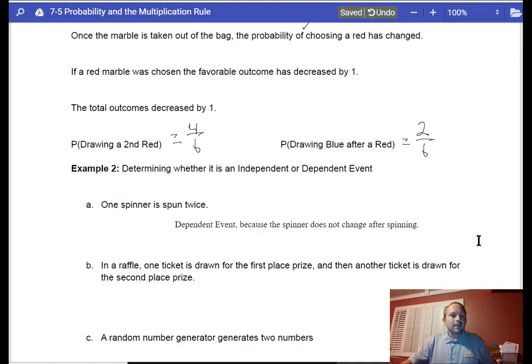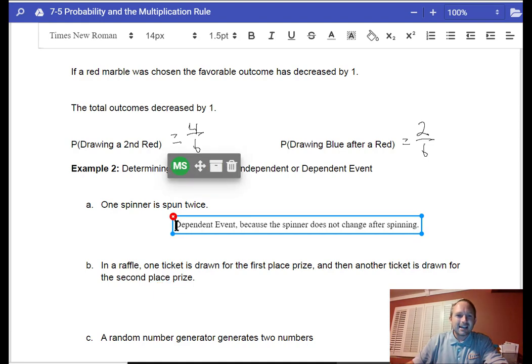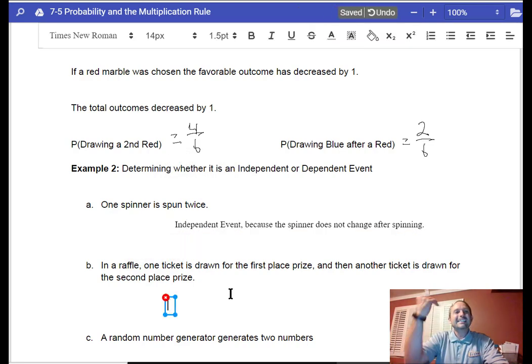In a raffle, one ticket is drawn for the first place prize, and then another ticket is drawn for the second place prize. Well, what's going on? What has decreased? The total number. So if you had 100 tickets and you took one out, now it's 99. So if something has changed, this is dependent. Independent means nothing changes. If something has changed, it's going to be dependent because the number of outcomes has decreased.